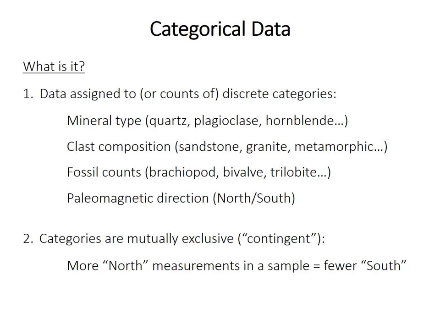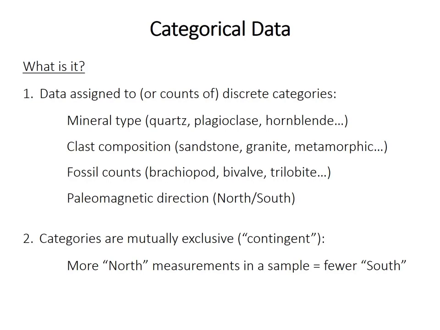So some geological examples could be counts of mineral types in rock, counts of rock type in a conglomerate, or counts of fossils at a location or in a time period, or even counts of north or south paleomagnetic direction. Another property of categorical data is that the categories are mutually exclusive. Another way of saying this is that they're contingent.